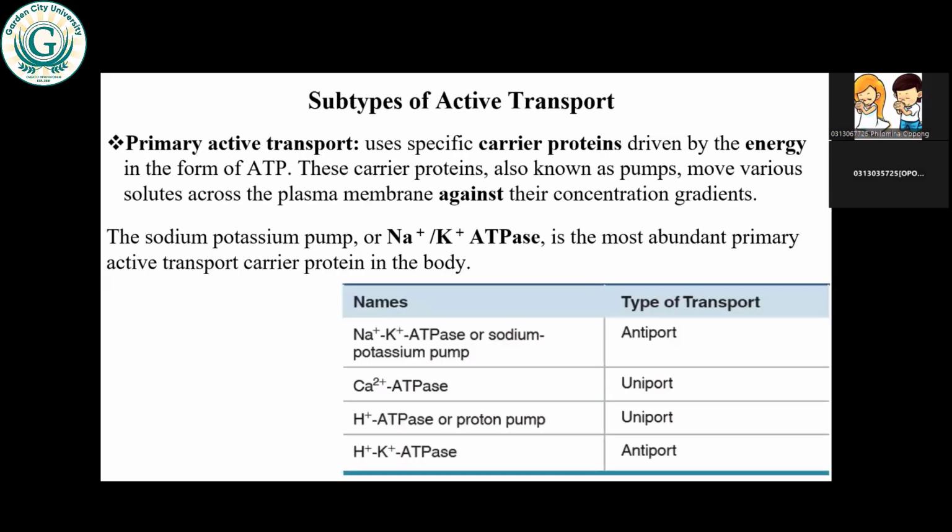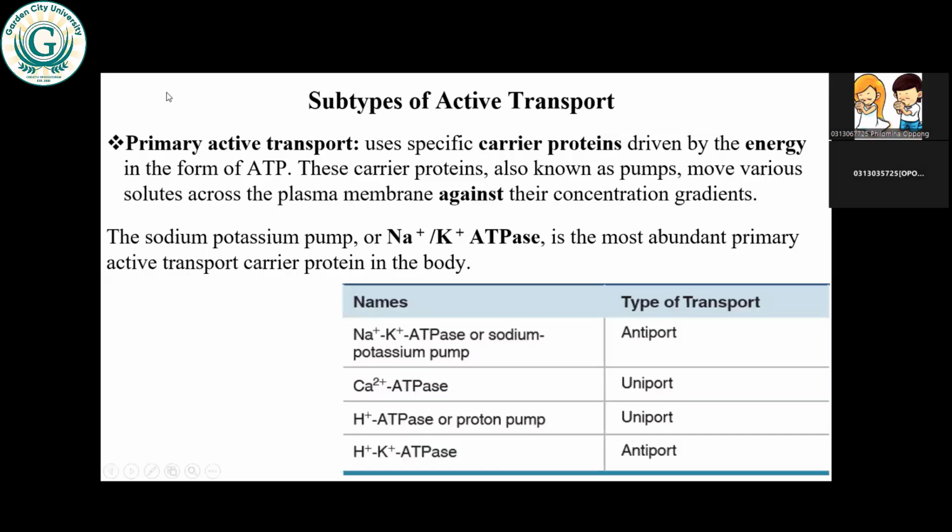Hydrogen ATPase or proton pump. Good evening, madam. Yes, good evening. Please, I'm Richard Manfo, and I'm speaking on behalf of Room 3.